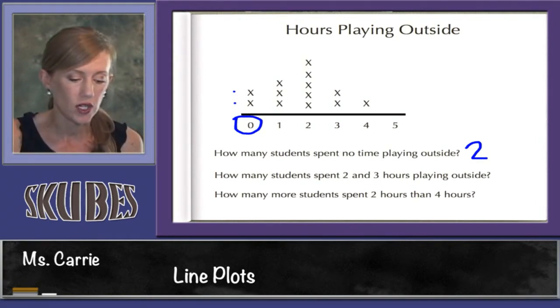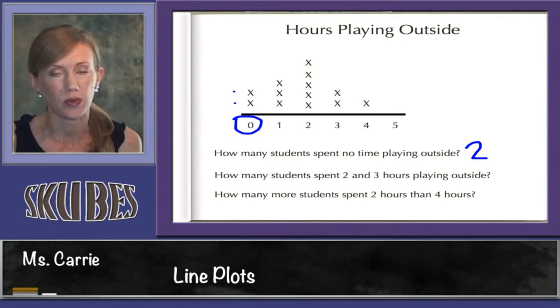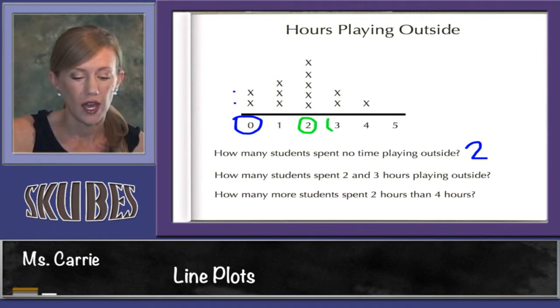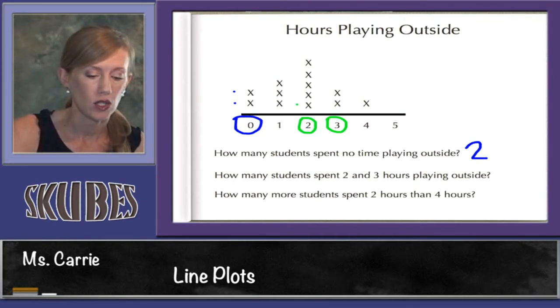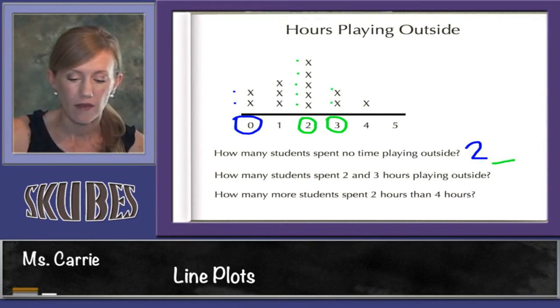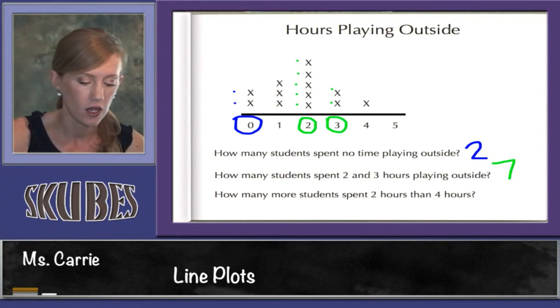The next question asks, how many students spent 2 and 3 hours playing outside? Well, here's 2 hours, and here's 3 hours. Let's count up our X's. 1, 2, 3, 4, 5, 6, 7. 7 students spent 2 and 3 hours playing outside.